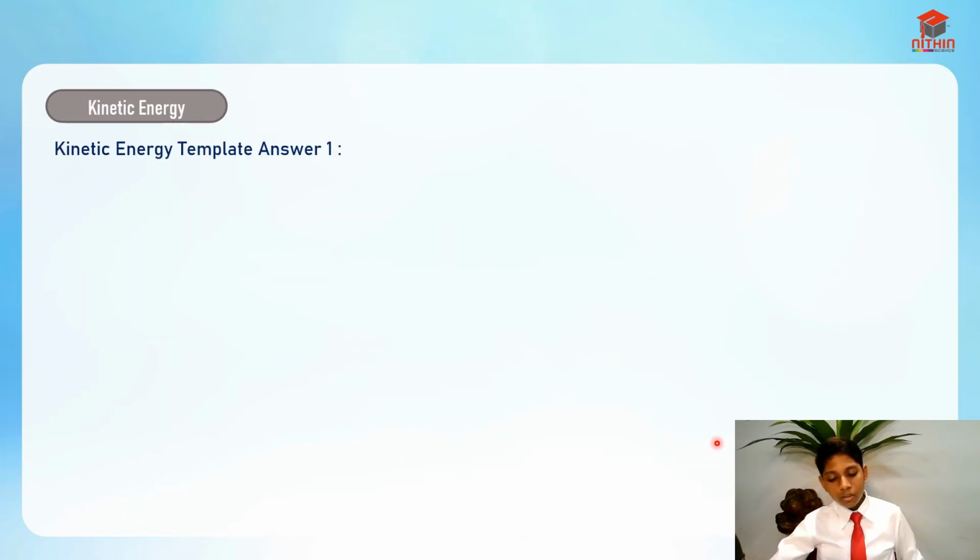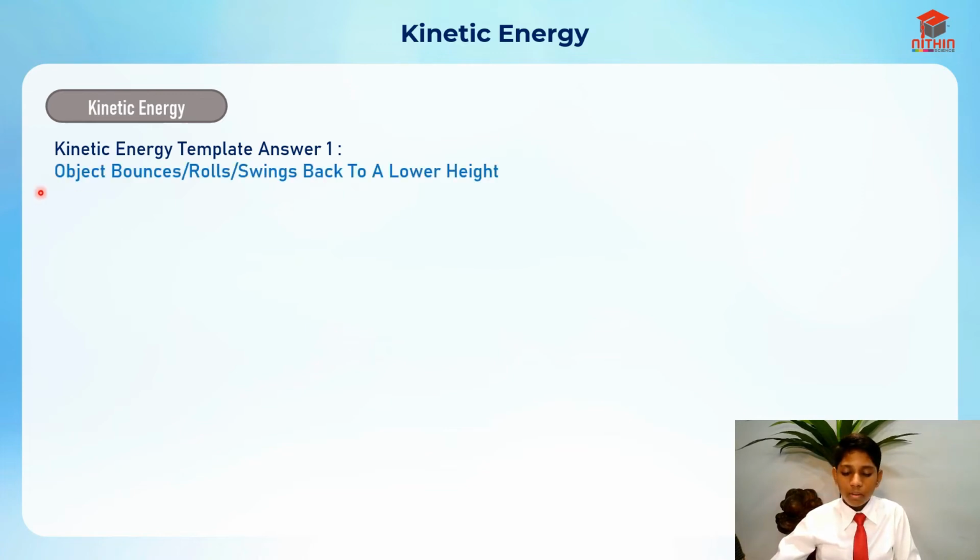So let's take a look at the kinetic energy template answers. For template answer 1, let's take a look at it. This template answer is for when an object bounces, rolls, or swings back to a lower height.